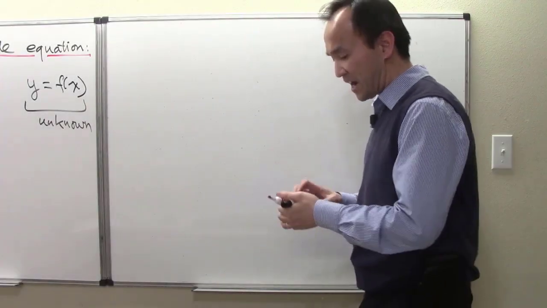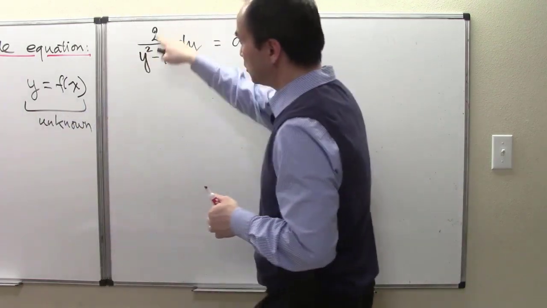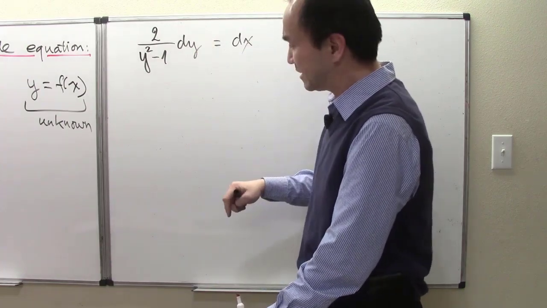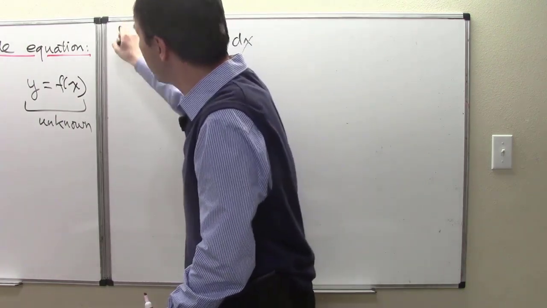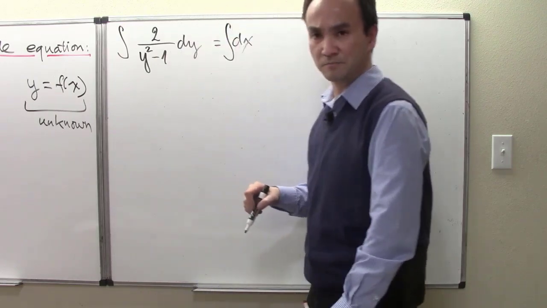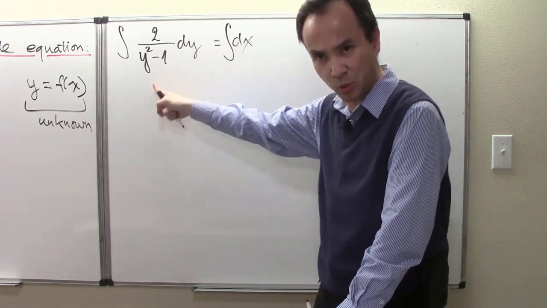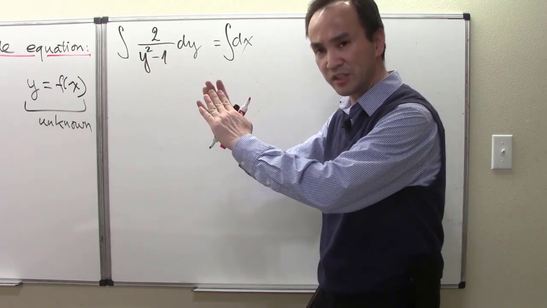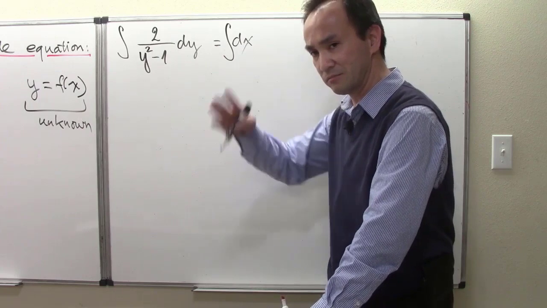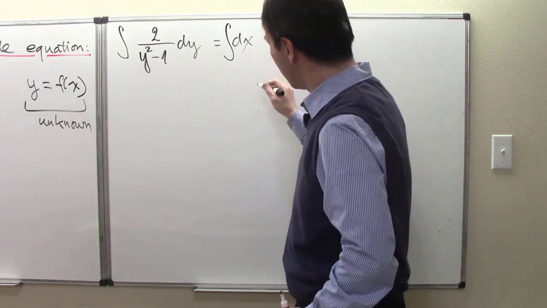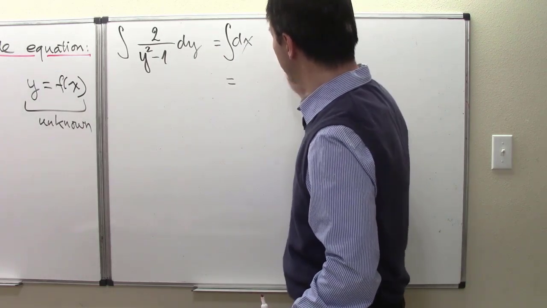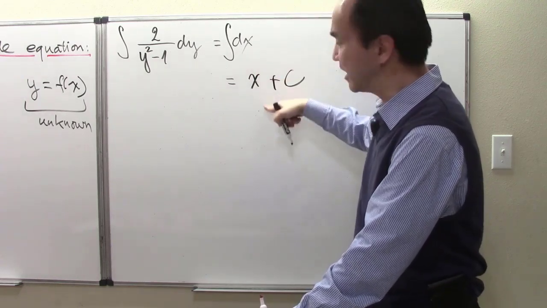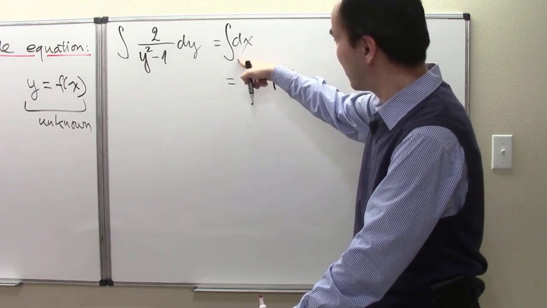And so now, upon arriving at 2 over y squared minus 1 dy equals dx, I'm just going to simply integrate both sides equally. We take the integral on both sides of this equation equally. And now it's produced for us two separate integrals that run parallel, side by side here. So on the right hand side it comes out as easy as just x plus c, because the integral here is integrating the function in terms of x.